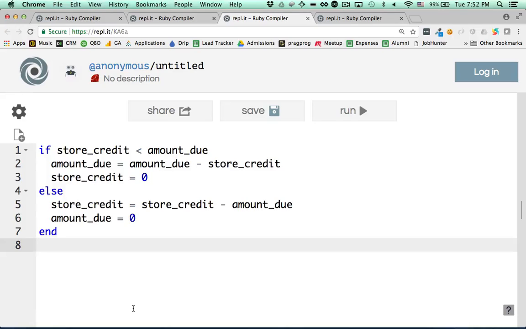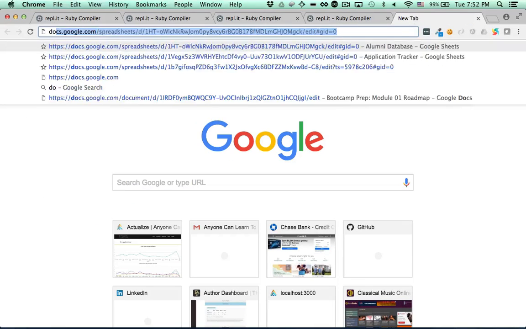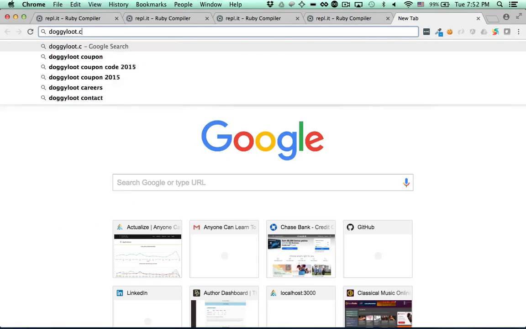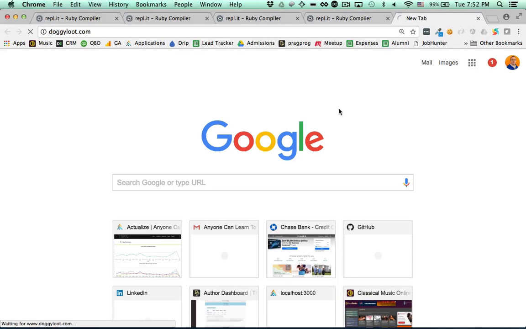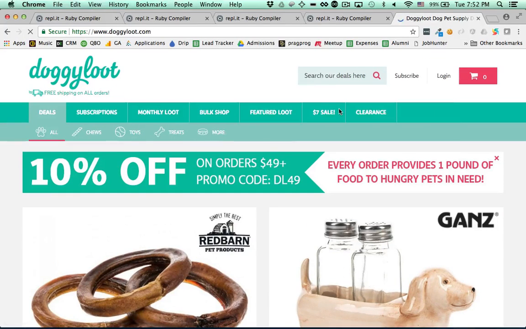So this is actual real code taken from an e-commerce site that was my first developer job. It was a site called Doggy Loot, which may or may not still exist. I guess I could find out right now, right? Of course, this is all on tape. Moment of truth. Yeah, it still exists.